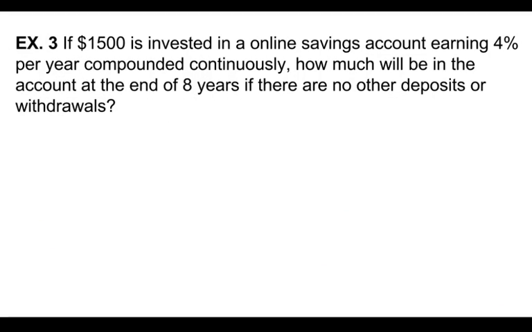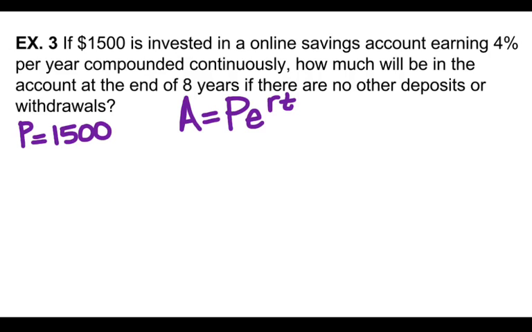Okay, example 3 says that if $1,500 is invested in an online savings account earning 4% per year compounded continuously, how much will be in the account at the end of 8 years if there are no other deposits or withdrawals? So since this one says compounded continuously, we have this formula, A equals P times e to the rt. We still need to pull the information out of the problem. So our initial investment is $1,500. Our rate is 4%, or 0.04, and the time that we're going to invest it is 8 years.